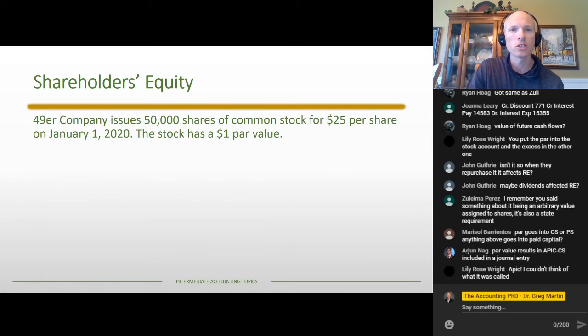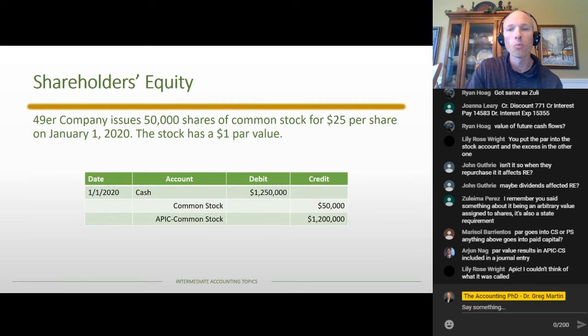All right, so a company issues 50,000 shares of common stock for $25 per share on January 1st, 2020, and the stock has a $1 par value. I hope by now these are very easy journal entries. Because it has a par value, we assign the par value to our common stock account, and the amount that we raised above par goes into our APIC common stock account. The total cash raised is $1.25 million, and we allocate it between common stock and APIC common stock based on the par value. I'm hoping that journal entry is very straightforward at this point.